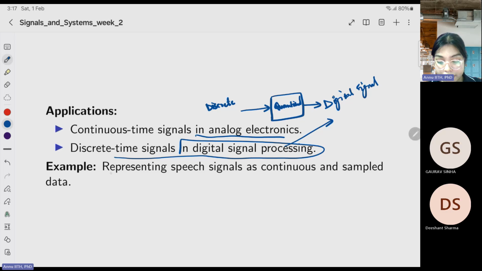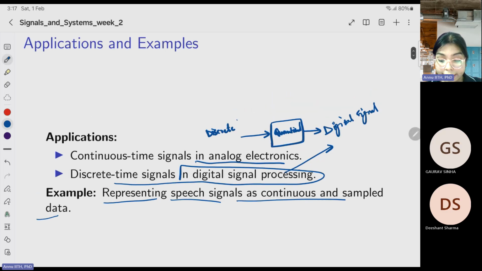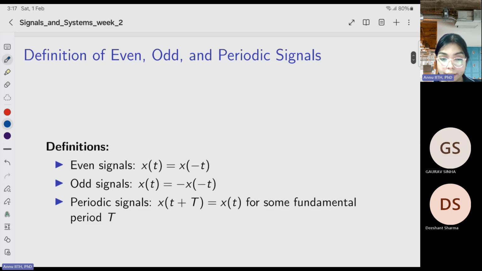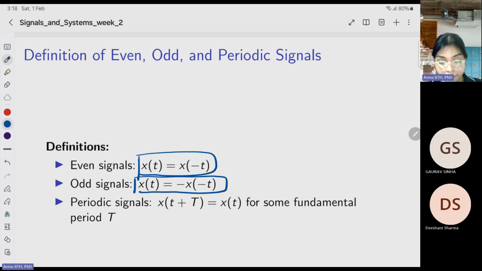Whereas, for example, representing speech signals as continuous and sampled data. Sampling, this discrete can also be represented as samples. So if we are taking the samples, suppose one sample, two samples, these values will come. Then the even and odd and periodic signals. As we know, even and odd signals satisfy this: for even, x of t is equal to x of minus t, whereas for odd, x of t is equal to minus x of minus t.